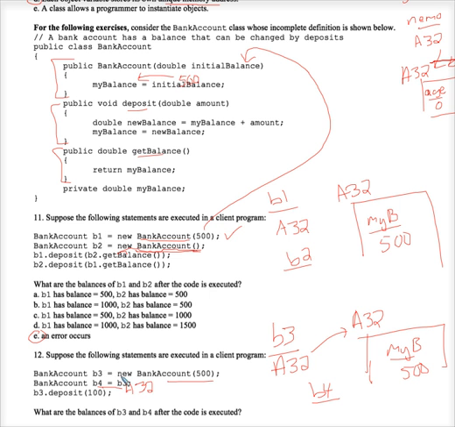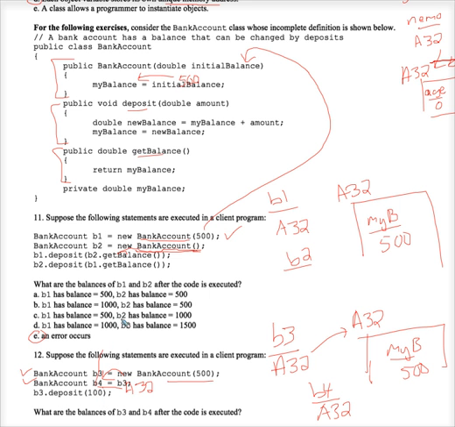A32 is being stored into B4. Some memory address, some hexadecimal memory address we could think of it as, is being stored in B4. Okay, so that's what the second line of code does. Okay, this line of code, B3.deposit.